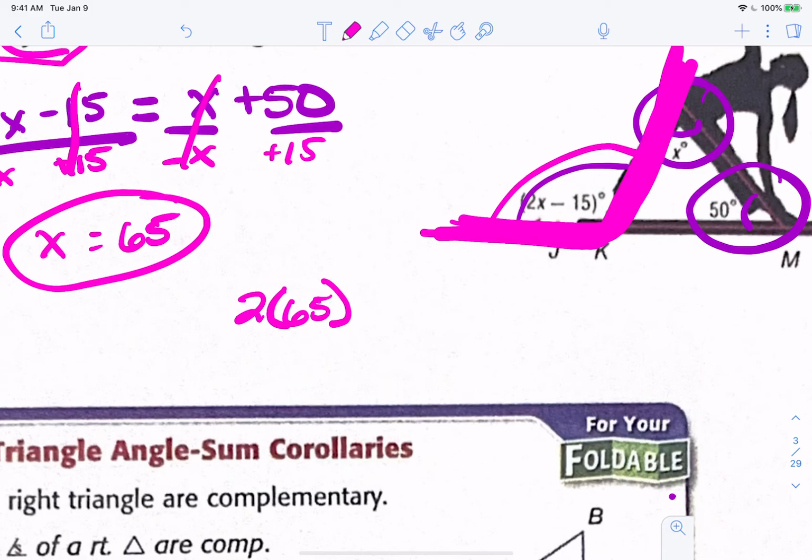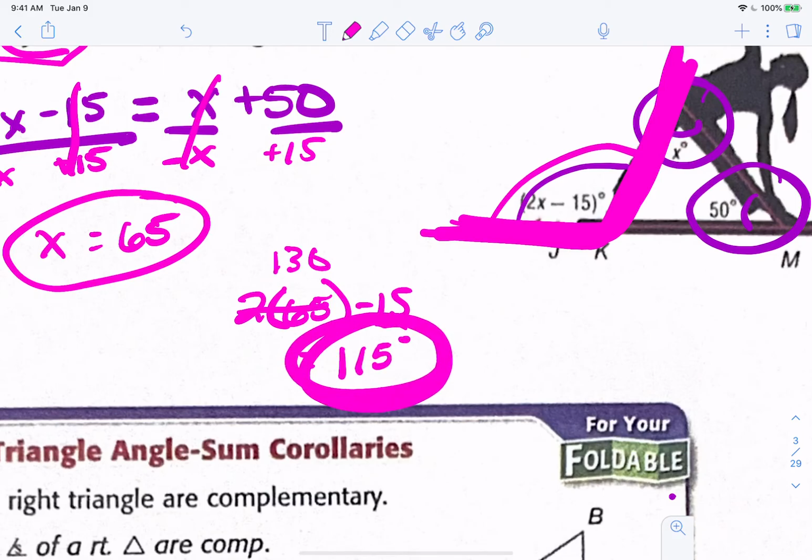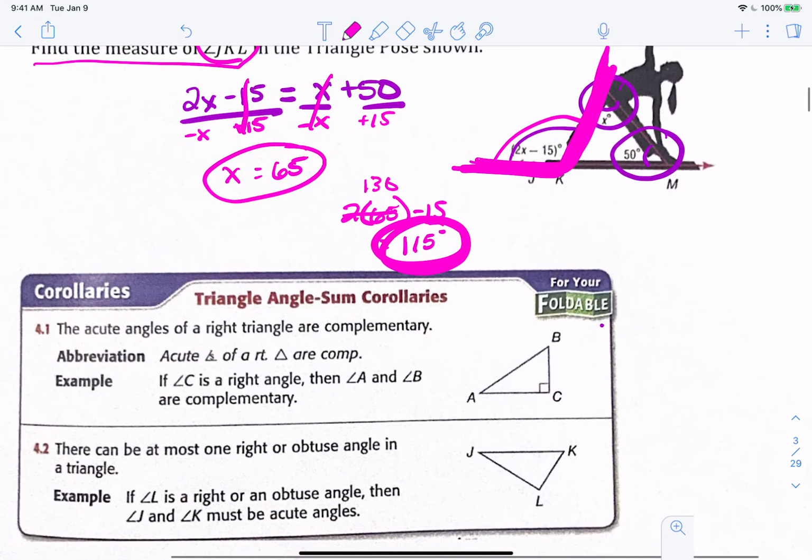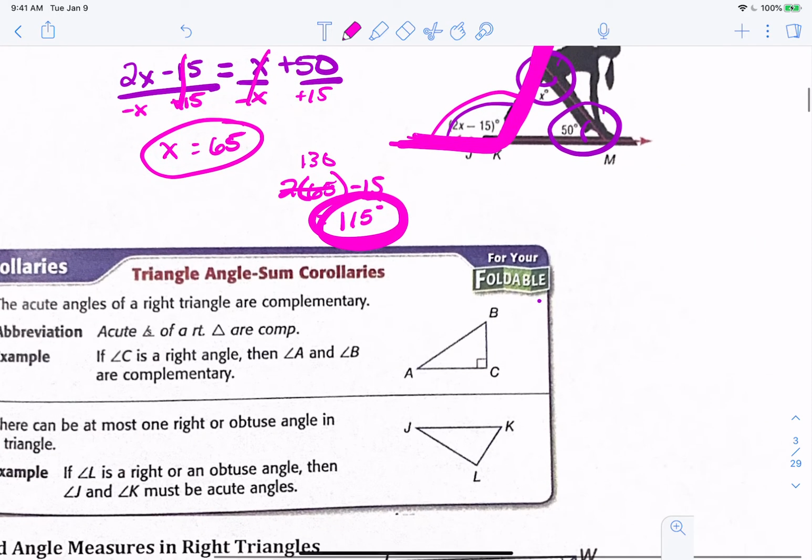Okay, what's 2 times 65? 130. 130 minus 15? 115. 115 degrees. Okay, so be careful of that when you have to plug back in. Make sure you know when you're plugging back in and when you're just leaving it. So these two would always equal that. Right, right. Okay. All right.